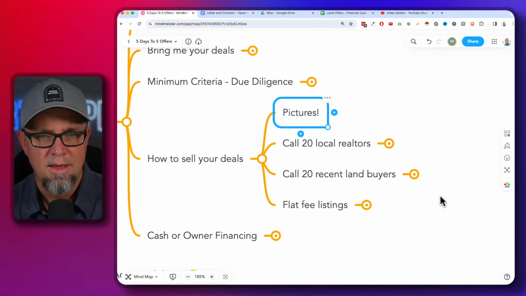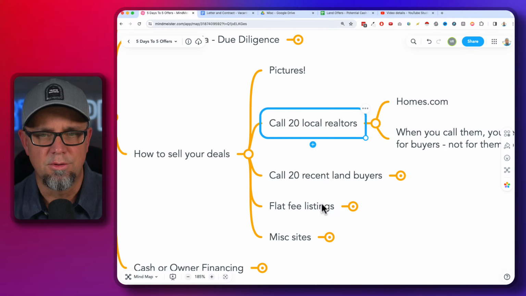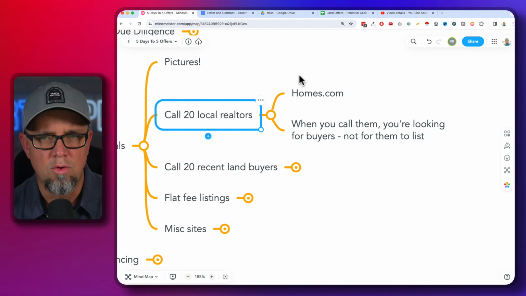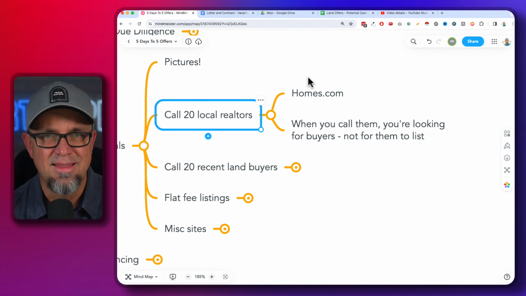Very important. Just like staging a house, really critical, okay? Pictures are critical and important to sell your deals. First thing I want you to do, this is so important. I want you to call 20 local realtors who have sold properties in that area before.